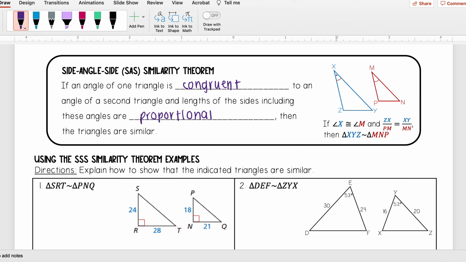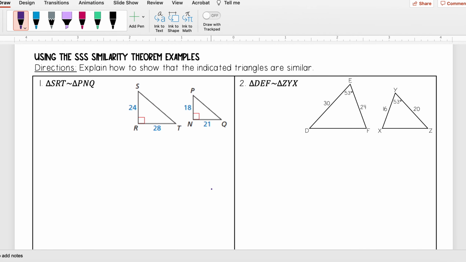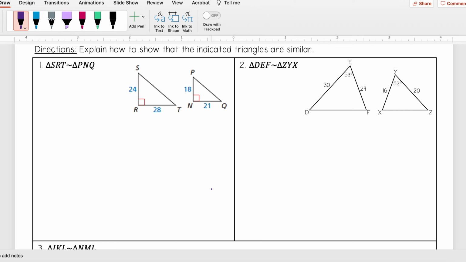And so, for example, we see that triangle XYZ is similar to triangle MNP here because angle X is congruent to angle M, and I see that ZX over PM is equal to XY over MN. And so the sides are proportional, and the included angle, the angle between the two sides, is congruent. So let's go through some examples of using this theorem.